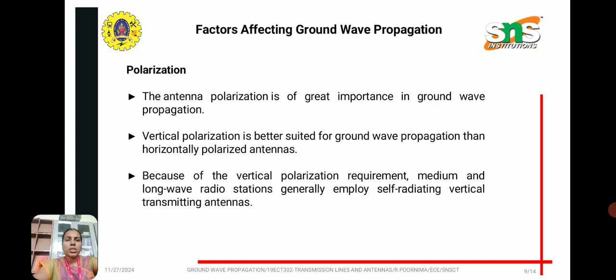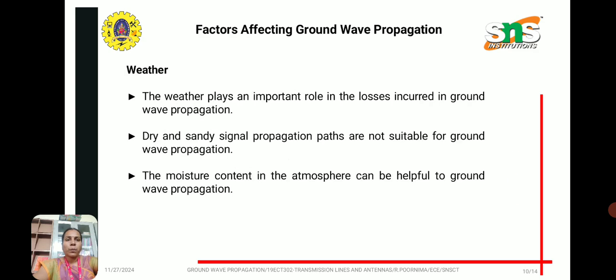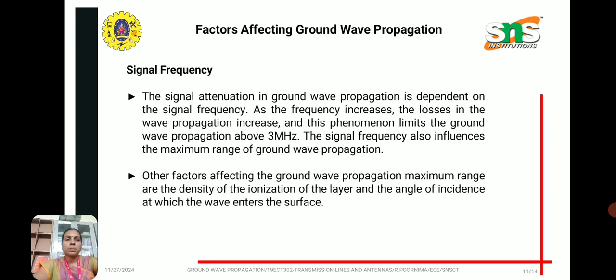Next is the polarization. Antenna polarization is of great importance in ground wave propagation. Vertical polarization is better suited for ground waves than horizontally polarized antennas. Because of the vertical polarization, medium and long wave radio stations generally employ self-radiating vertical transmitting antennas. And next is the weather. The weather plays an important role in the losses incurred in ground wave propagation. Dry and sandy signal propagation paths are not suitable for ground waves. The moisture content in the atmosphere can be helpful to ground wave propagation.